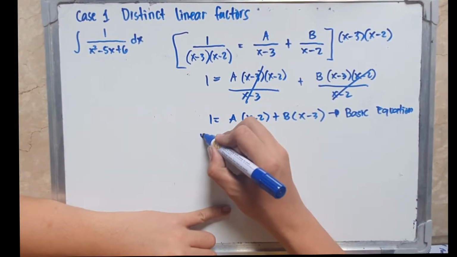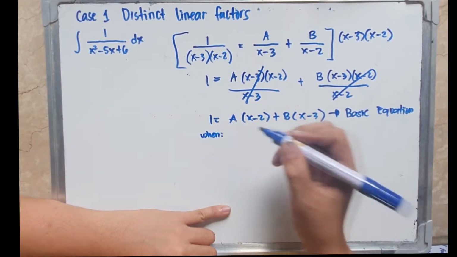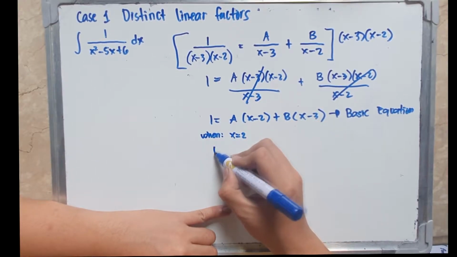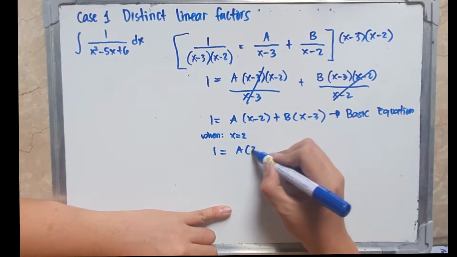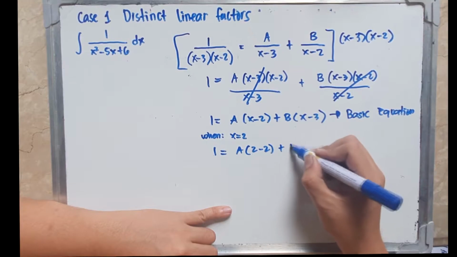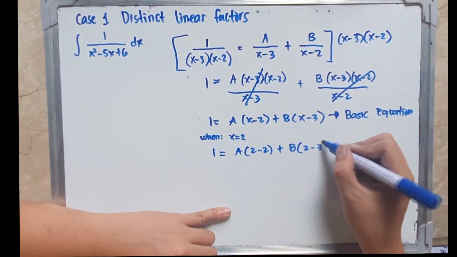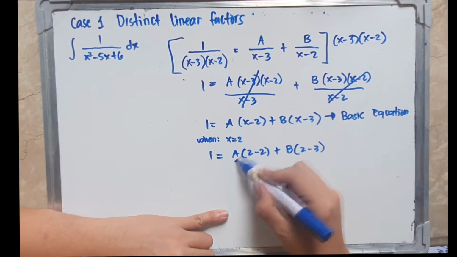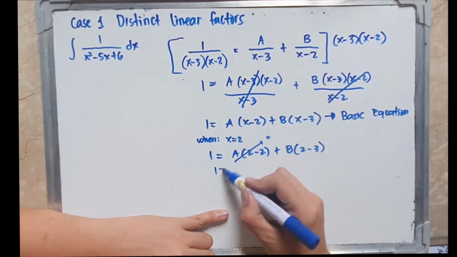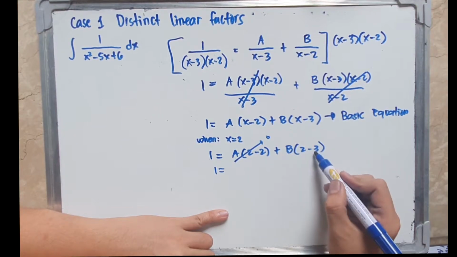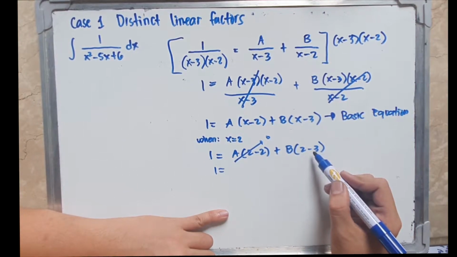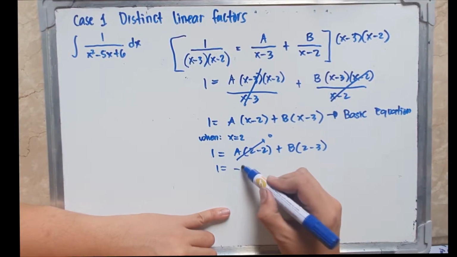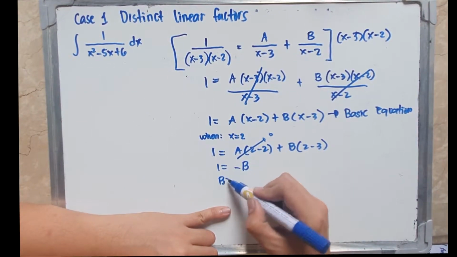First, we will be declaring the value of the root, x equals 2. What would happen? 1 equals a(2 minus 2) plus b(2 minus 3). So 2 minus 2 is 0, times a, that is 0. So we now have b(2 minus 3), we have negative 1. Okay, so negative b. Therefore, the value of b is negative 1.